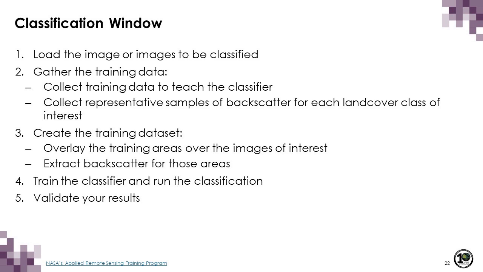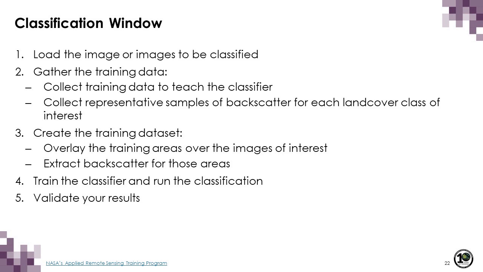All right, so now let's start with the demo. Let's go through the sequence of steps that need to be applied to the image in order to generate a land cover classification on flooding. So this PowerPoint slide describes the sequence of steps. First, you load the images to be classified. So we'll be filtering through the Sentinel-1 database and identifying the images over our area of interest before the event and after the event. Then we need to gather the training data.